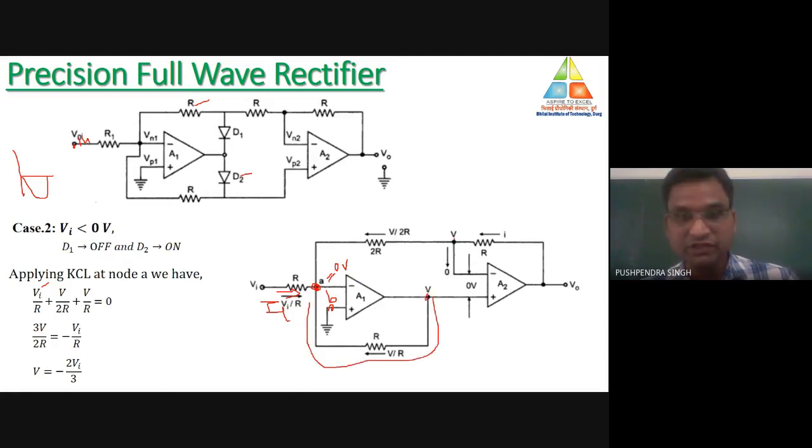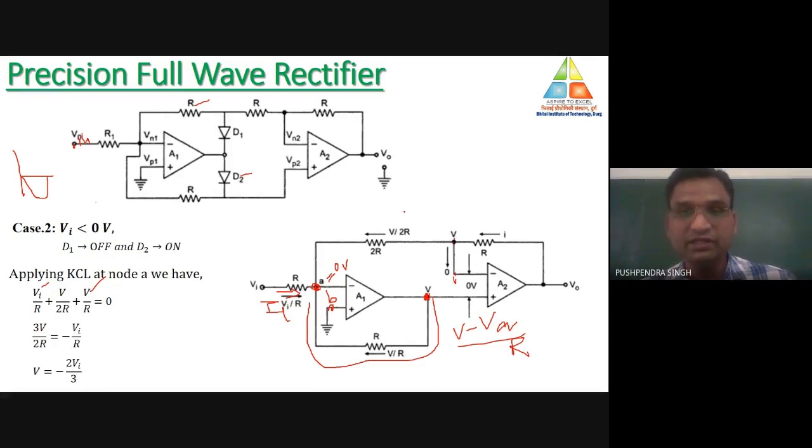Now what about this current? Here, suppose the value of voltage is V, so V minus VA divided by R. What is VA? VA is equal to 0, so V divided by R. This is V divided by R. Now due to virtual ground, if this terminal is V, so this will also be V.